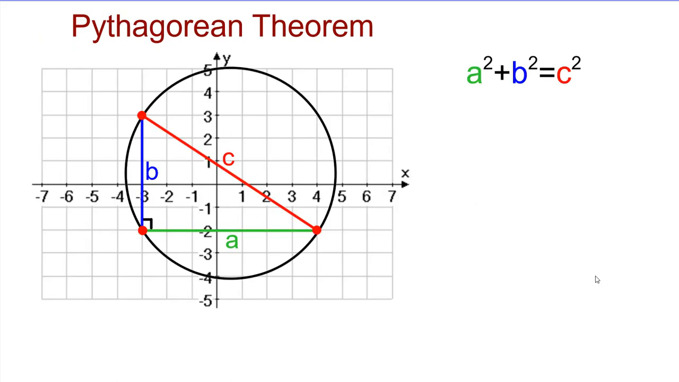So how does this relate to circles? This is just the exact same thing we just did with the Pythagorean theorem, but now it's on a circle. So what do you notice here with this circle? What's special about the hypotenuse here? This is a diameter. And the hypotenuse will always be a diameter when we have a right triangle that's circumscribed by a circle.